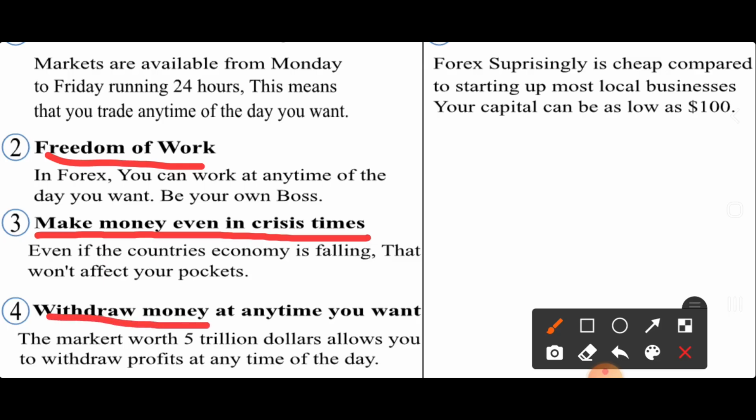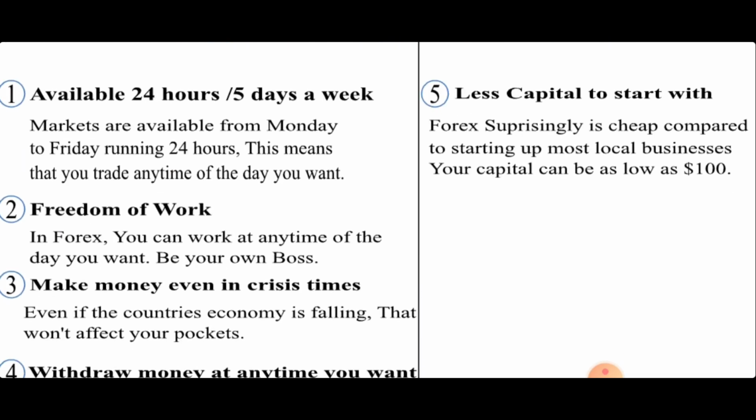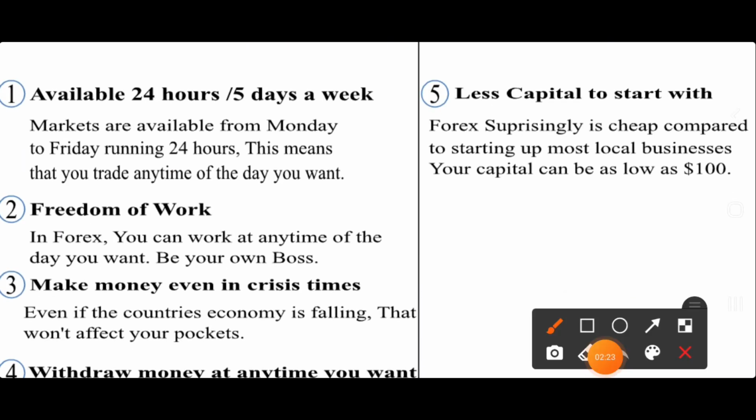So you can withdraw money at any time you want. It is a 5 trillion industry, and having the right brokers, the ones that I'm going to give you as we move on with this course, when you make a profit, you can withdraw immediately with your mobile money to your phone number, to your Bitcoin, and it comes immediately, so there are no delays attached to this. So we see that number 5 is less capital to start with.